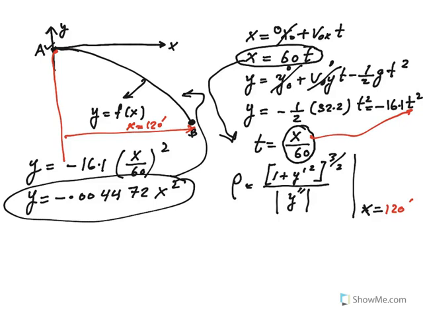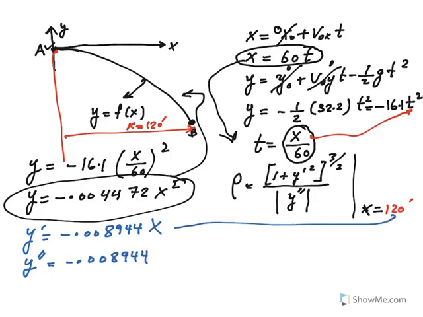So now taking the derivative is easy, no problem. So we need y prime, which actually becomes negative 0.008, I believe, 944x, and y double prime actually just becomes minus 0.008944. Plug in x equals 120 here, before you actually put it into the formula. This comes out to be about negative 1.0733. Remember, guys, we're doing a lot of rounding off here.